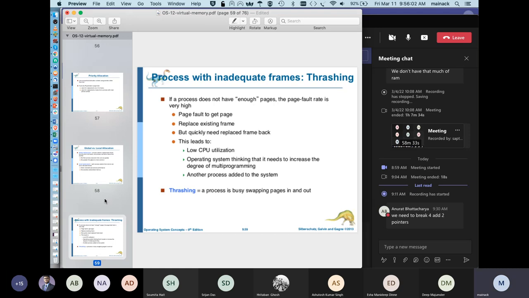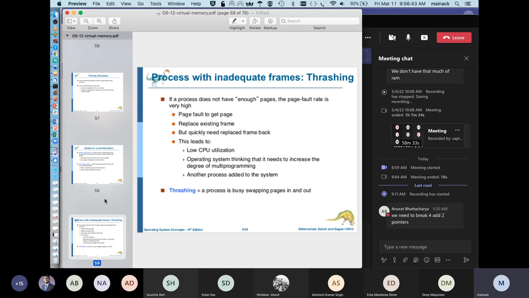Say you have a process, your Chrome, and it does not have enough pages, because for some reason it couldn't get the 2 GB of RAM that it requires. So the page fault rate will be too high. Okay? Because when would the page fault occur? When it does not have enough place in the RAM. Whenever it asks for a new virtual address, you have to bring that new page in from disk to RAM. And for that, you need to evict a page from RAM, so you replace an existing frame.